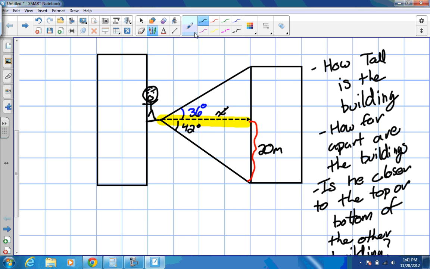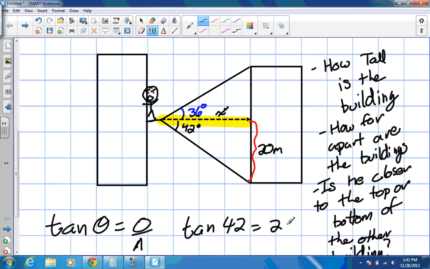Now, in order to solve for x, we're going to have to use one of our primary trig ratios. If we have the angle 42 degrees, 20 meters is what side of the triangle in reference to that? It's opposite. Okay? Which means side x is what? Adjacent. If we're dealing with opposite and adjacent, which of the ratios do we deal with? Tan, that's good. So tan theta is equal to opposite over adjacent, which in this case happens to be tan 42 is equal to opposite, which is 20, over adjacent, which is x.